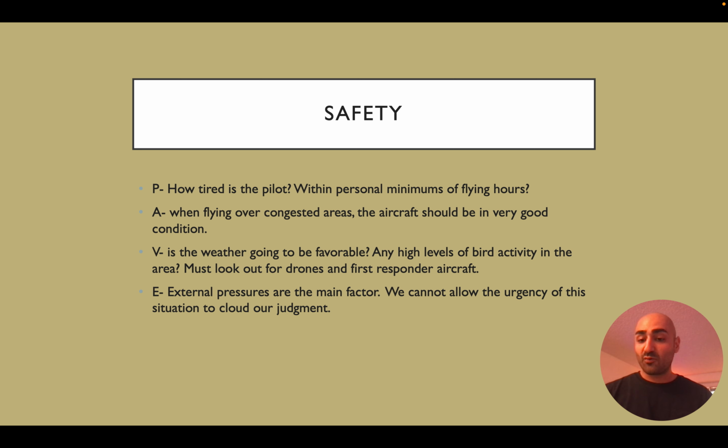V, is the weather favorable? Is our environment safe enough for us to complete this flight? In Richmond, we have a lot of bird activity around the city at low altitude, so you want to make sure there's not a flock of birds around the accident area. External pressures. Again, we talked about how this is the main factor, and we are trying to be productive, but also safe.